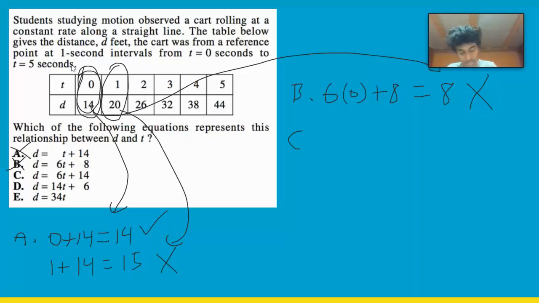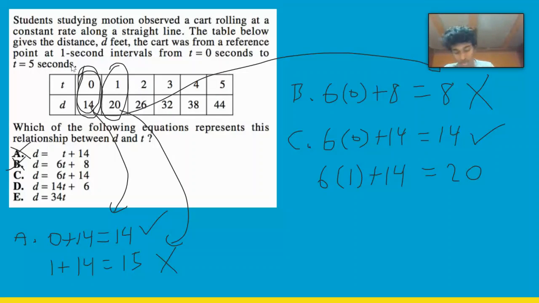Now let's look at C. 6t plus 14. Let's look at t equals 0. 6 times 0 plus 14 is equal to 14. Is this what we want? Yes, because 0 maps to 14 in our data table. So far, this is good. Now let's try 1. 6 times 1 plus 14. What is this equal to? This is equal to 20. Is this the desired result? Do we want 20 here?